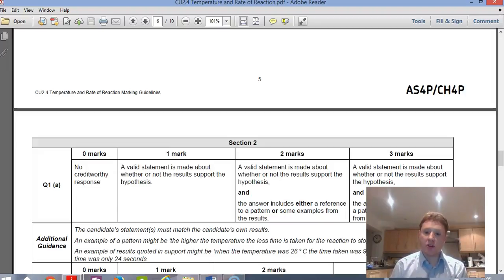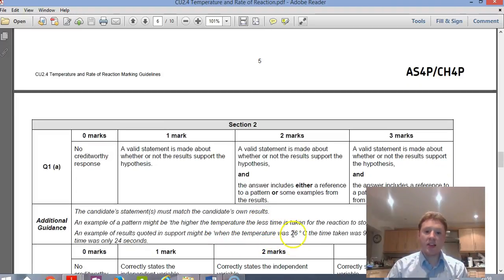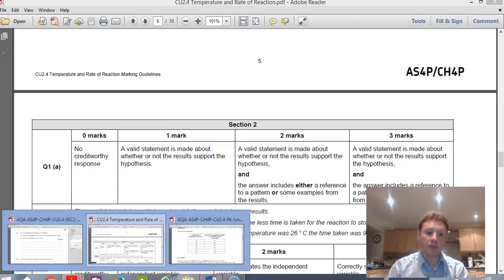Examples are something from your results, and you've got to include at least 2, because then you can highlight the pattern. So for example, the example given here, when the temperature was 26 degrees, the time was 95 seconds, but at 47 degrees, the time was 24 seconds. So as you can see, as the temperature went up, the time went down. And if the time goes down, that increases the rate. The best ones to highlight the pattern would be the lowest independent variable value and the highest, because then that gives you the most extreme result.